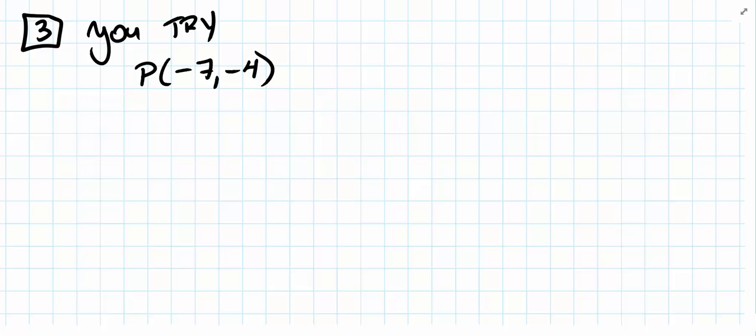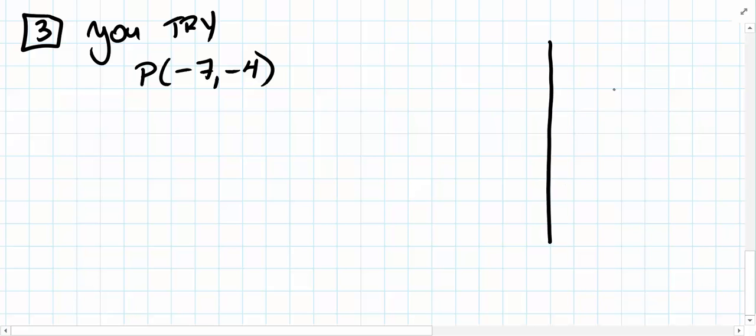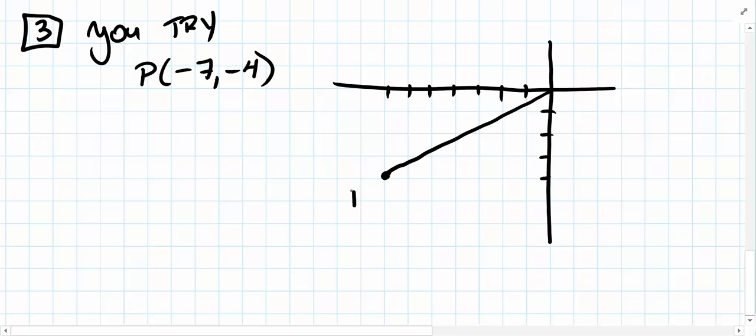Okay, here we go. I'm giving you a point, and that point lies on the terminal side of theta, and that point would be -7, -4. So let's go ahead and draw that in the coordinate plane. -7, 1, 2, 3, 4, 5, 6, 7. -4, 1, 2, 3, and 4. So if I were to draw the radius from there to that point, there's point P at -7, -4. Therefore, -7 is acting like the x value. -4 is acting like the y value, correct?